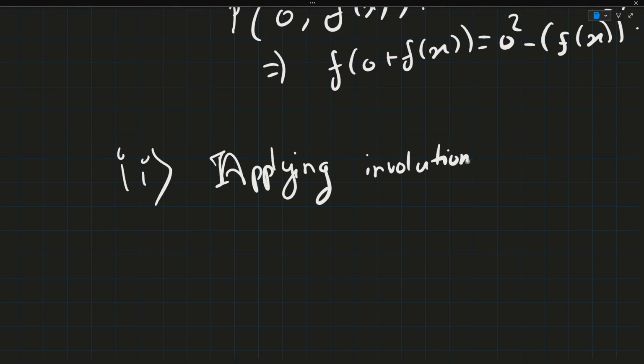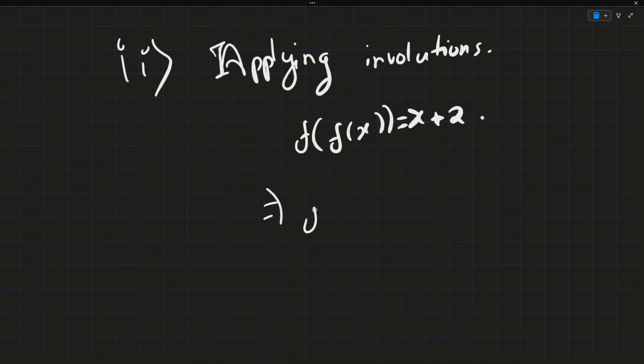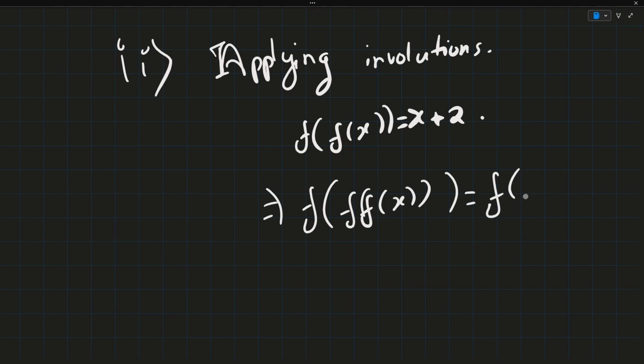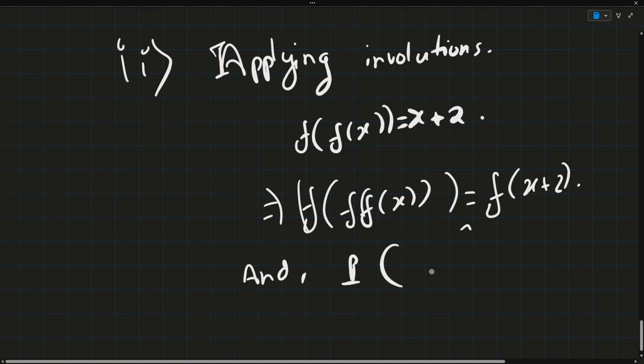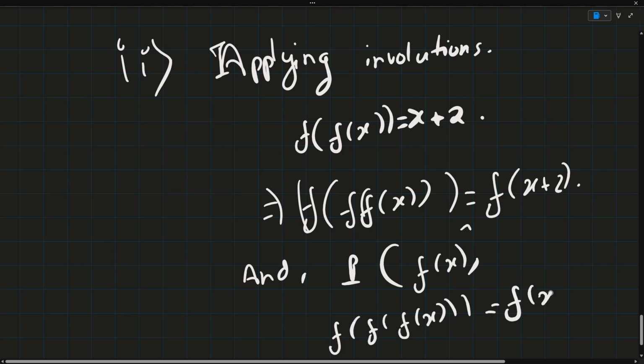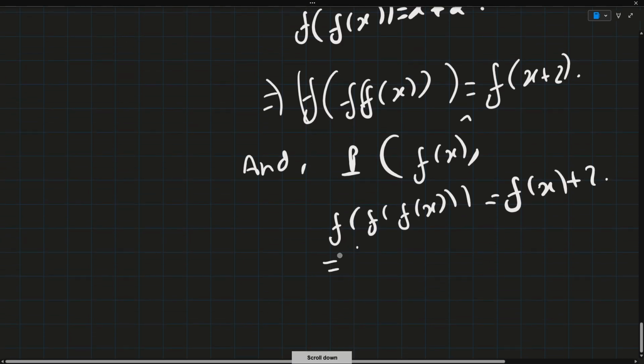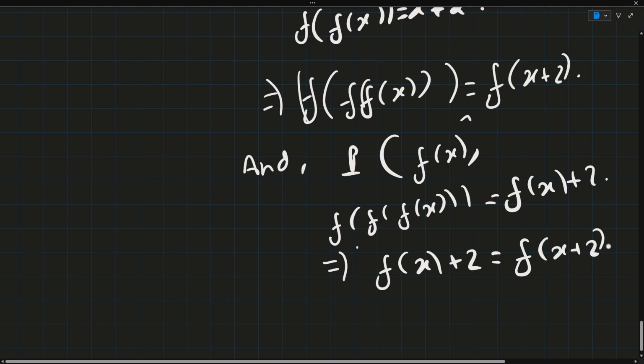Involutions. Let's say we are given f(x) = x + 2. Then we can have f(f(x)) = f(x + 2). This is basically applying f on both sides. And also, if you take P(f(x)), you can get f(f(x)) = f(f(x) + 2), which implies f(x + 2) = f(x) + 2.